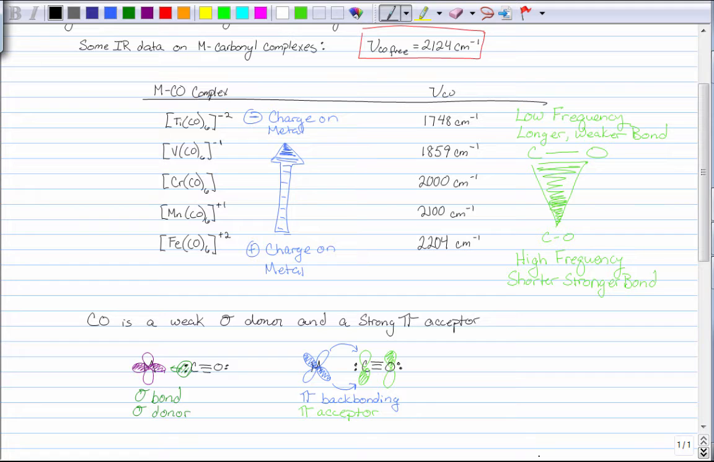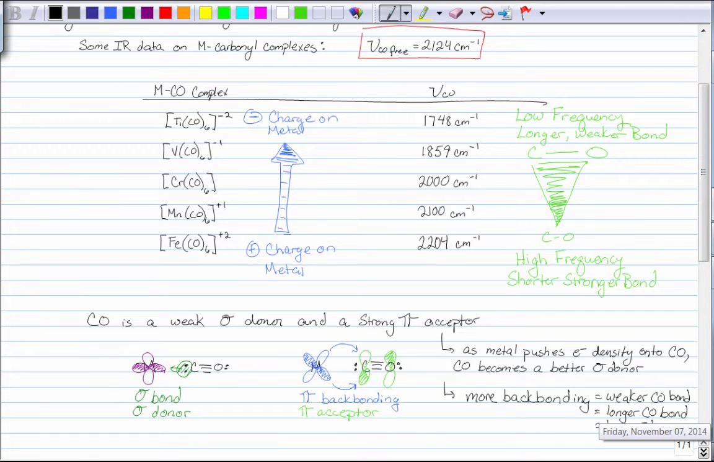Not shown in this data is also the fact that the metal-carbon bond becomes stronger. The metal-carbon bond becomes stronger because the metal is pi bonding to carbon. And at the same time, as the metal pushes electron density onto the carbon, the carbonyl ligand becomes a better sigma donor. This model of bonding can explain the data above. The pi back bonding is an explanation for the trends that you see in this table. And also, the trends that we see in this table are evidence for the existence of pi back bonding in carbonyl ligands.